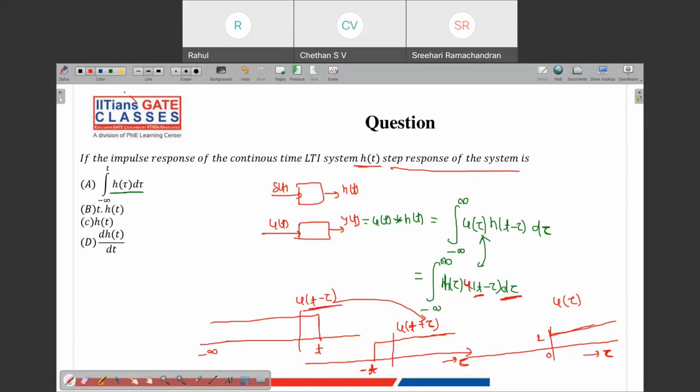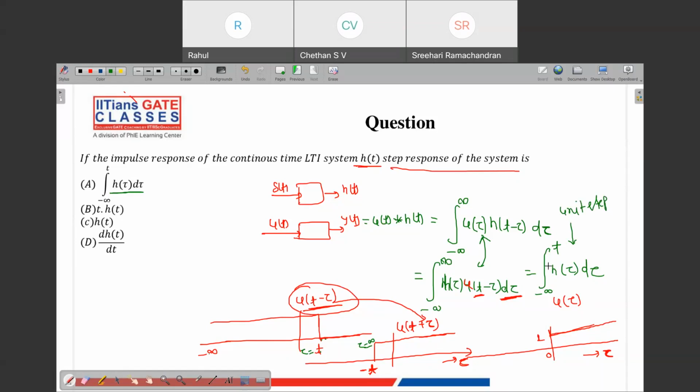So from tau equal to t to infinity, this thing is 0. That means that when you do this integration, you can remove the limit from tau equal to t to tau equal to infinity, right? You can just integrate from minus infinity to t. So you can integrate from minus infinity to t of h of tau d tau. This will be what we call the unit step response. Okay, this is the unit step response.